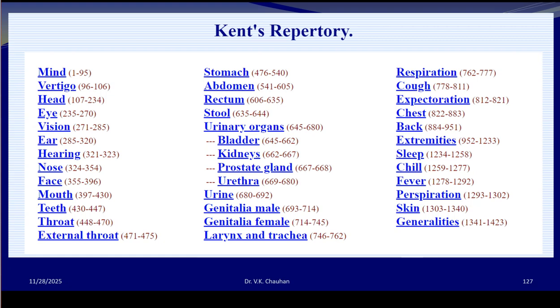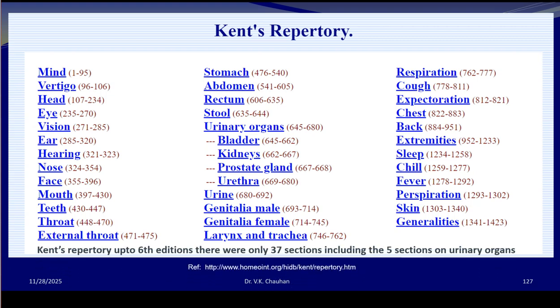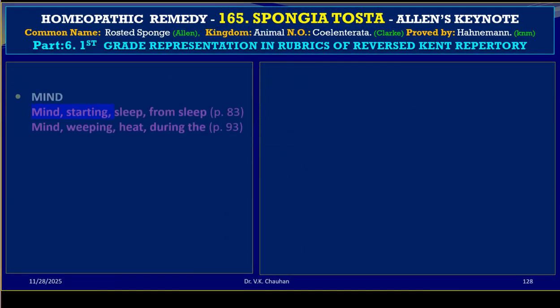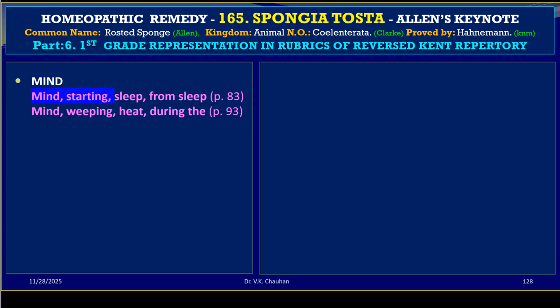We will find approximately 37 sections. In Kent Repertory up to 6 sections, there were only 37 sections, which included 5 sections which belong to the urinary system. Now, in the mental general, you will find important rubrics. They contain Spongia as a first grade representation: mind, starting, from sleep; mind, weeping, heat during.